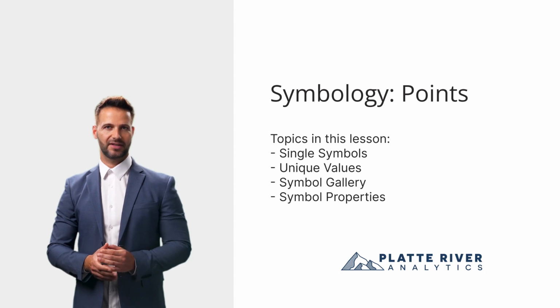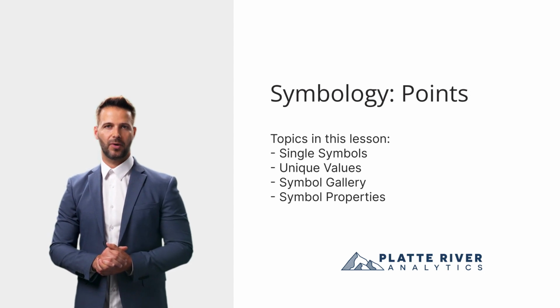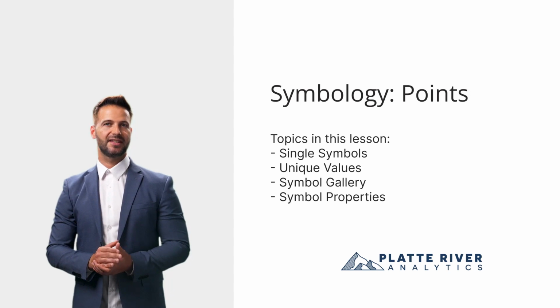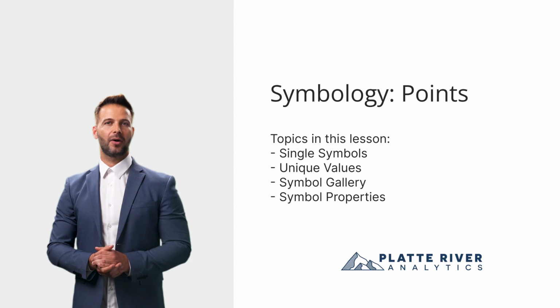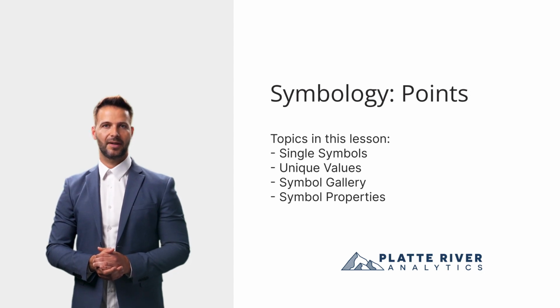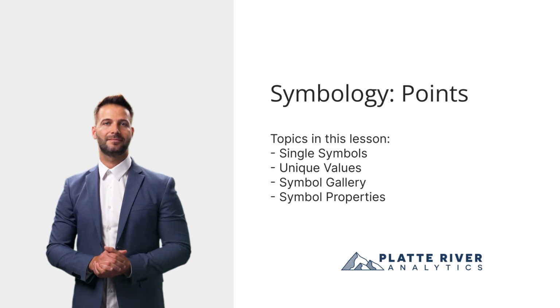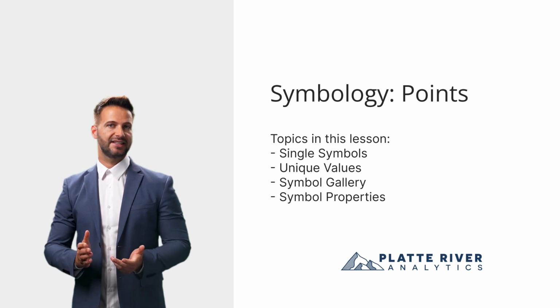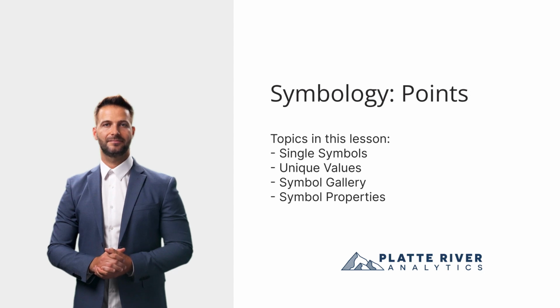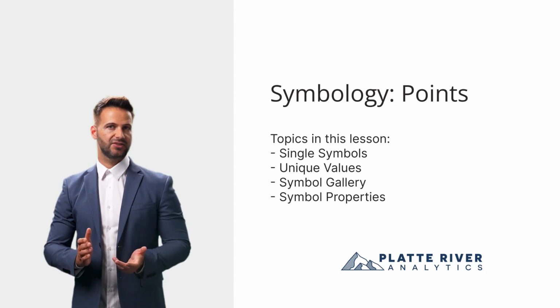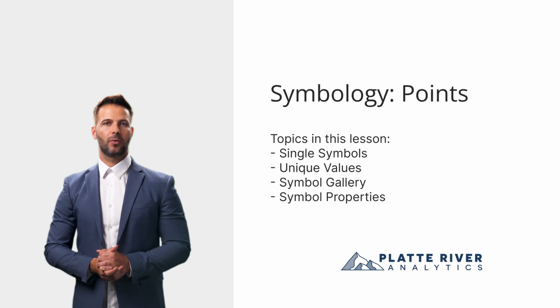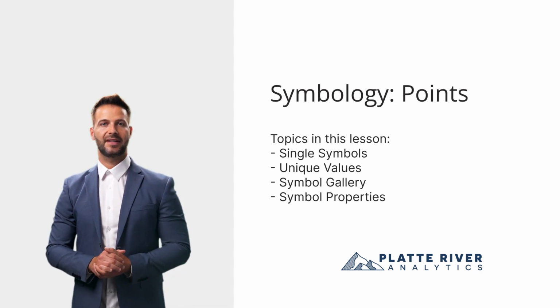In this lesson, we will be discussing point symbology. We will start by looking at the different types of single symbols, including how to change the size, color, and outlines of symbols. Then we will spend some time looking at setting symbology by unique values. Unique values allows you to symbolize your feature based on a specific attribute. For example, we can symbolize a data set of gas wells by status. In that case, each status would have its own unique symbol. Lastly, we will take a look at the gallery and properties, specifically for point feature classes. Let's get started.